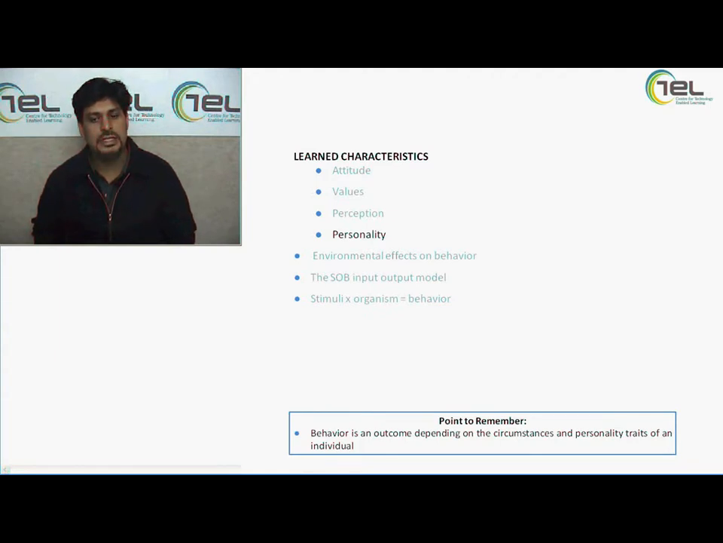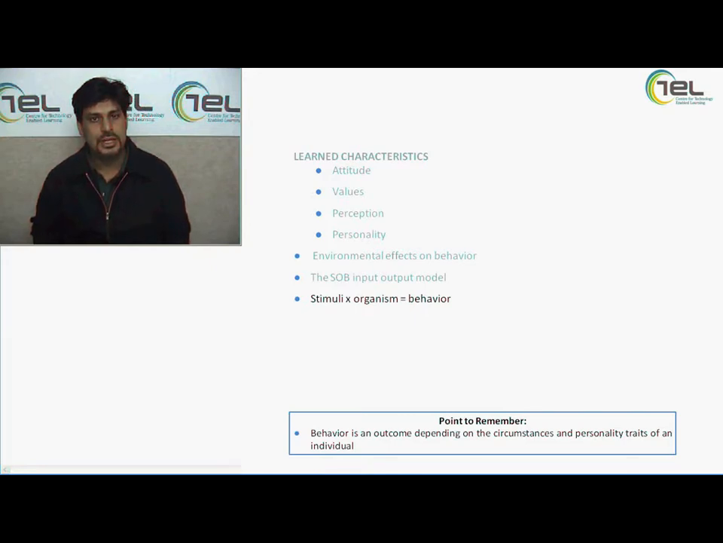Now, all these four things are basically effects of the environment surrounding us. So, it's quite safe to say environmental effects on behavior are huge. This is what is explained as the SOB input-output model, which means stimuli, which is any chance of creating a reaction. We have learnt in our science lessons about stimulus, which means if a pin pricks us, our hand is immediately withdrawn. Or if we smell something nice, we tend to enjoy or smile.